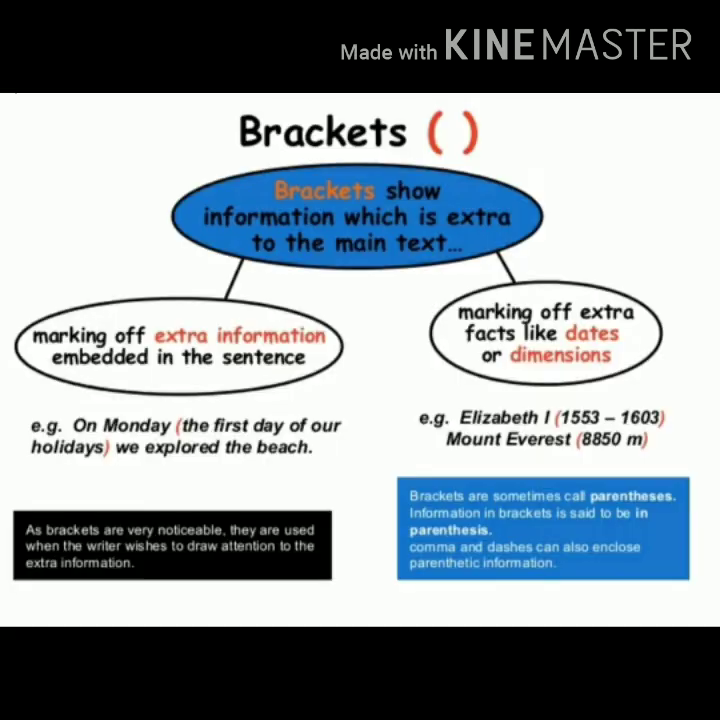Let's study. These parentheses or round brackets show two purposes. First, they give you extra information in the sentence. For example, it is given, on Monday (the first day of our holidays) we explored the beach. That means the part given in the bracket is giving you extra information. I can even remove that part because it will not change the meaning of the sentence. So it is just extra information.